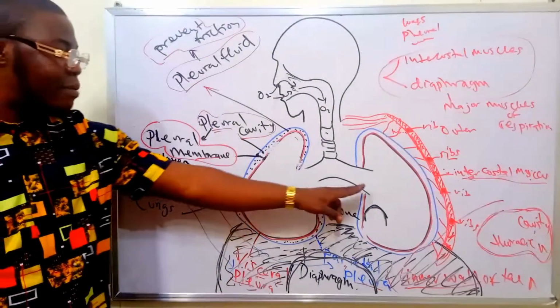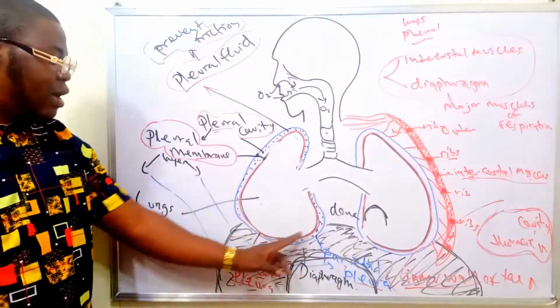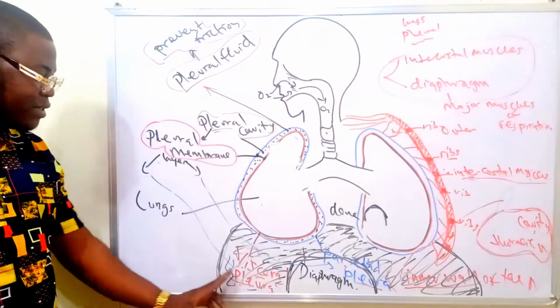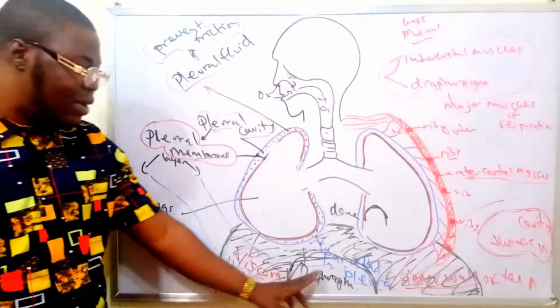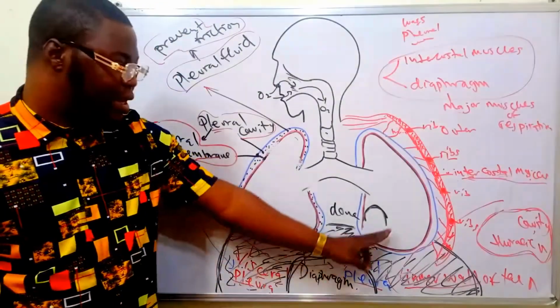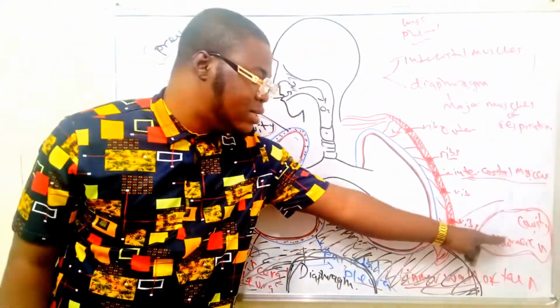So we said these lungs are covered by what? By the pleural membrane. The pleural membrane has two layers. We have the visceral pleura, which adheres with the lungs proper. And then we have the external layer, which is the parietal pleura. And it adheres with the inner wall of the thoracic cavity.